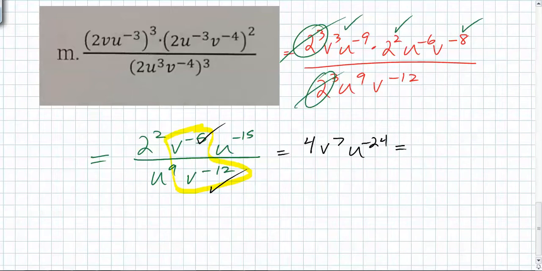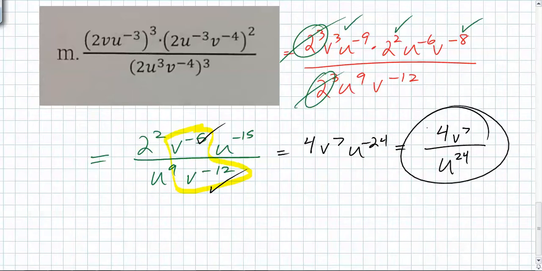That's not quite done yet because we have the negative exponent in there. We don't like it. So what do we turn that into? 4v to the 7th over what? Yeah, there you go. Be very careful.